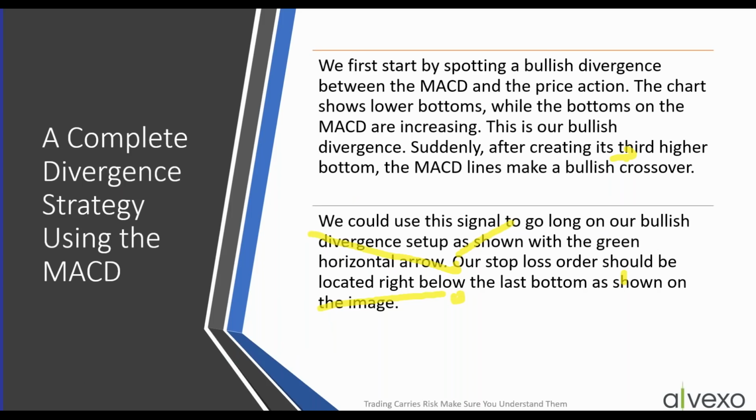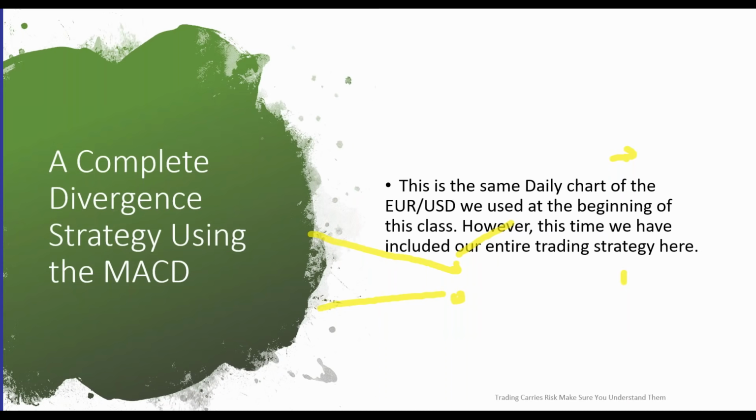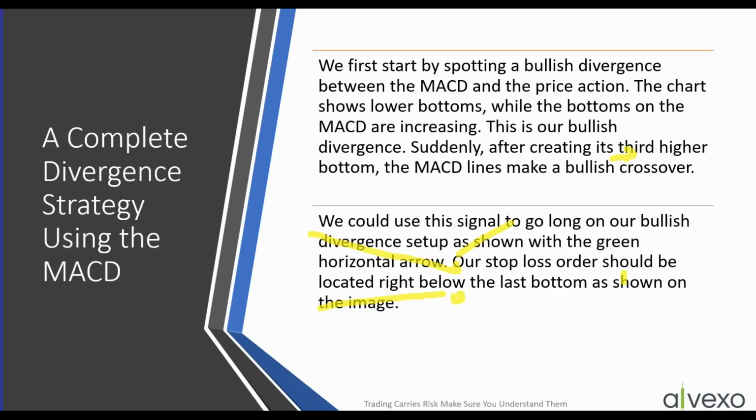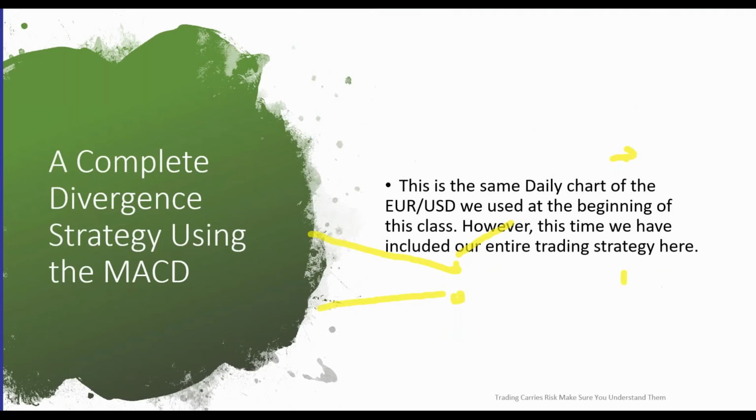So we first start by spotting a bullish divergence between the MACD and the price action. The chart shows lower bottoms while the bottoms on the MACD are increasing. That's what we saw here. Suddenly, after creating its third higher bottom, the MACD line makes a bullish crossover. We could use this signal to go long on our bullish divergence setup, as shown in the green horizontal arrow here.